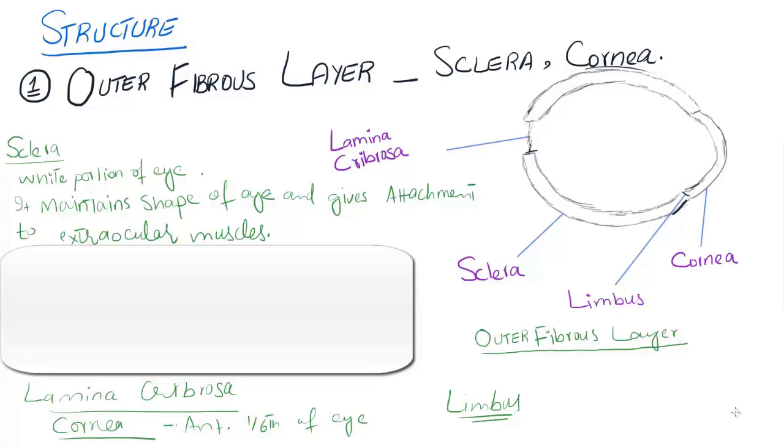Cornea forms the anterior 1/6 of the eye. It is transparent and ellipsoid in shape and is the anterior part of the eyeball. Cornea is the main refracting surface of the eye. The dioptic power is 43 to 45 D. The limbus is the junction of cornea and sclera, also known as the corneoscleral junction.